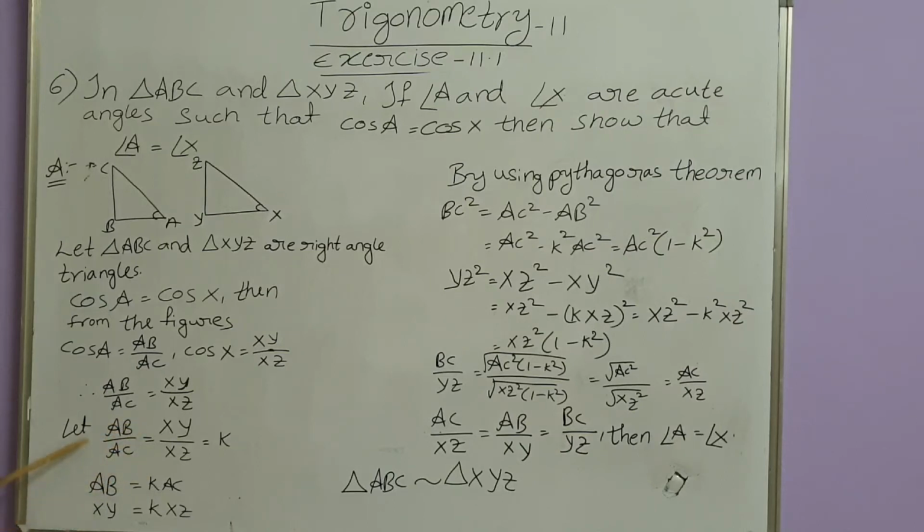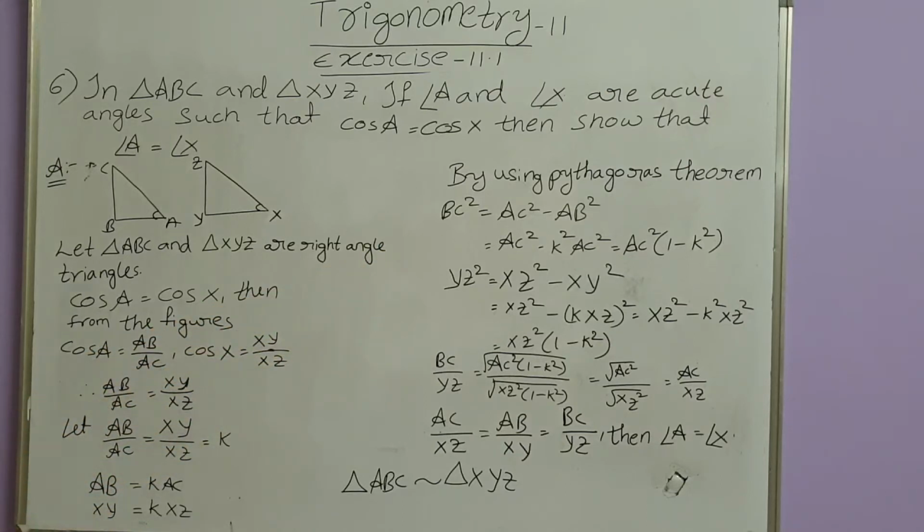Take this one only. AB by AC is equal to K. Here AB, this AC goes to here, multiply, K into AC. XY by XZ is equal to K. XY is equal to K into XZ. This XZ goes to here. These two equations.